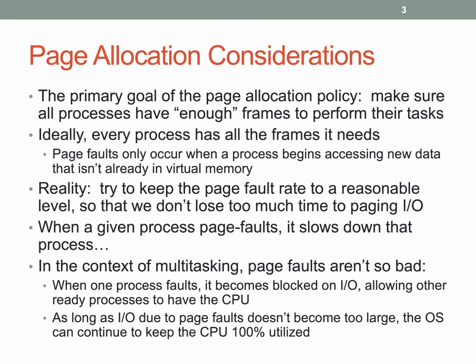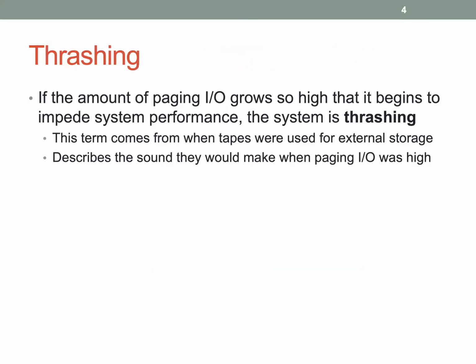Like I say at the very bottom of the slide, as long as we keep the I/O due to page faults at a reasonable level, then overall the OS can continue executing user processes and everybody can make progress. We'll keep the CPU at 100% utilization. Okay, so that's the realistic goal. We're going to try to do as much as we can with the resources that we have on hand, and try to use them as efficiently as we can.